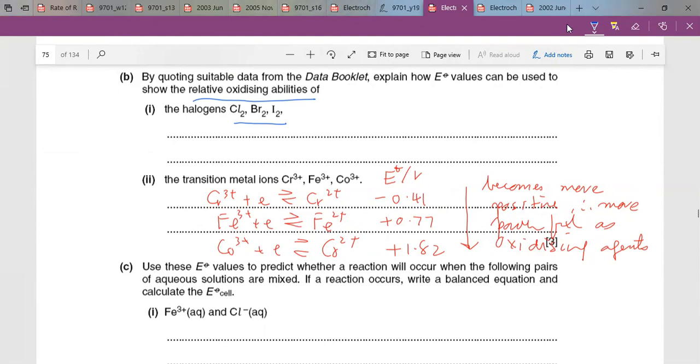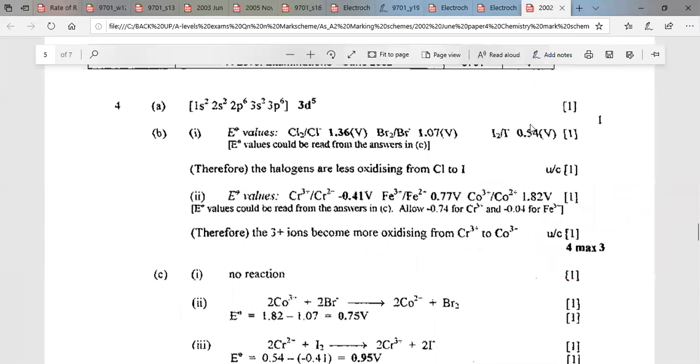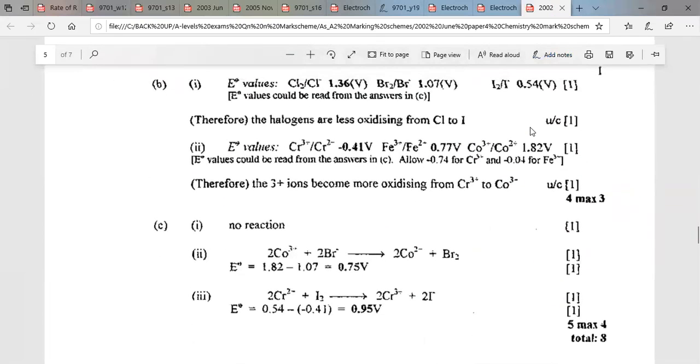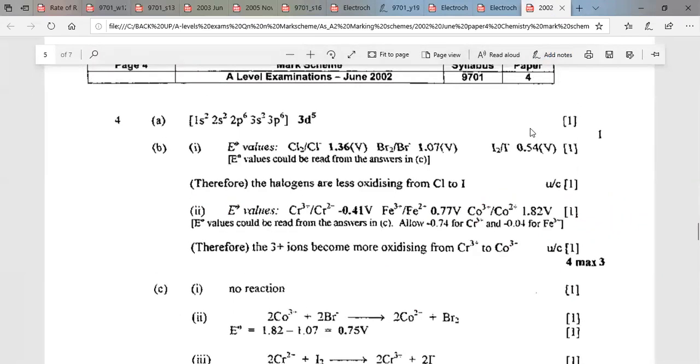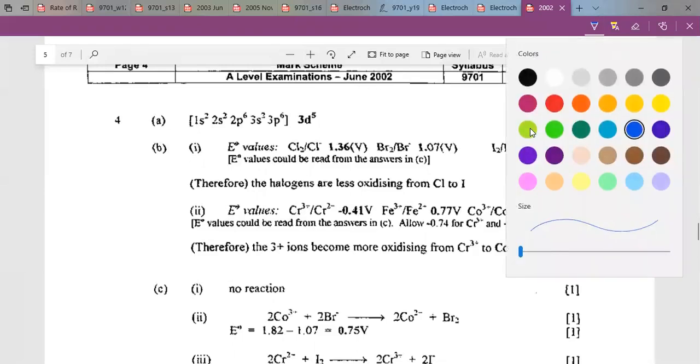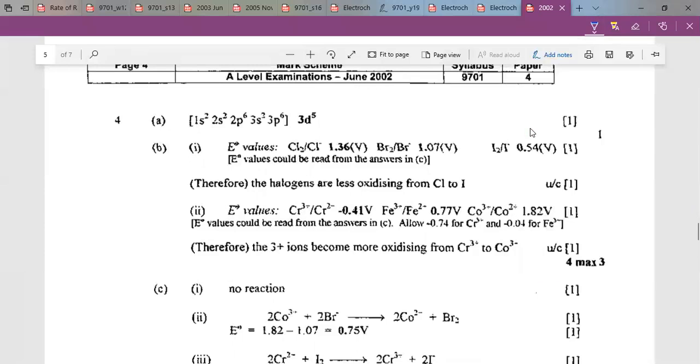So I put on the marking scheme here. See here, now here is the marking scheme, where E naught values, all of them. I'm sure you are. One mark now: you quote all of them, quote the values from the data booklet. So we quote all these things here. There's one mark.